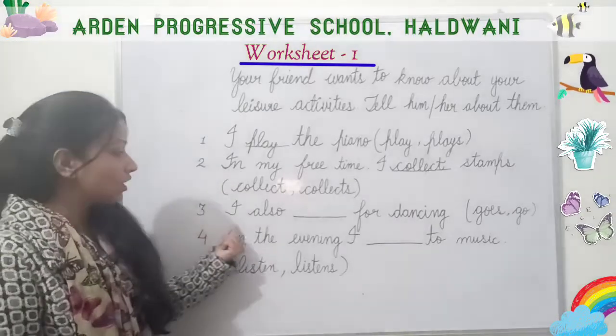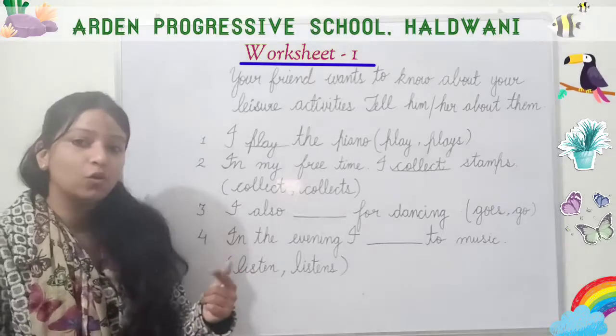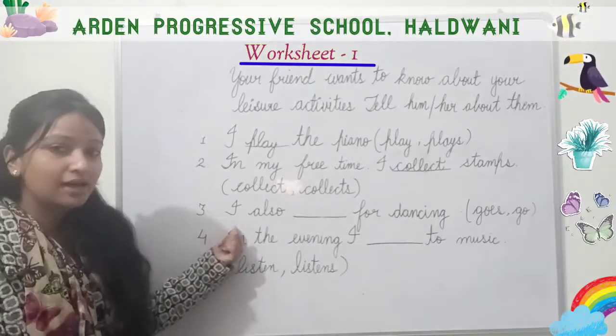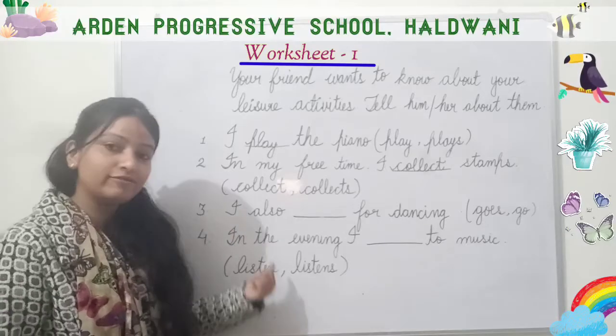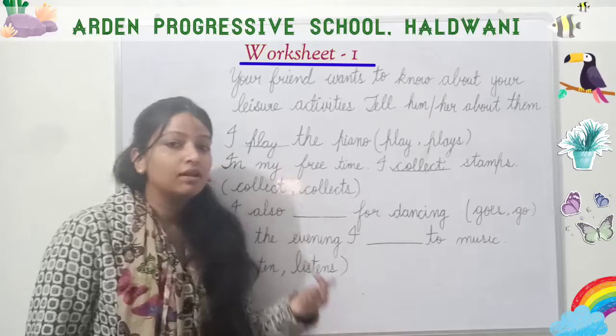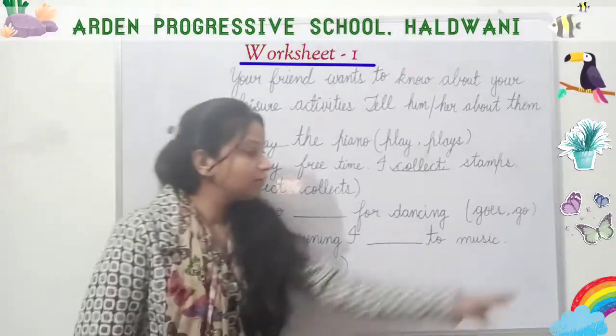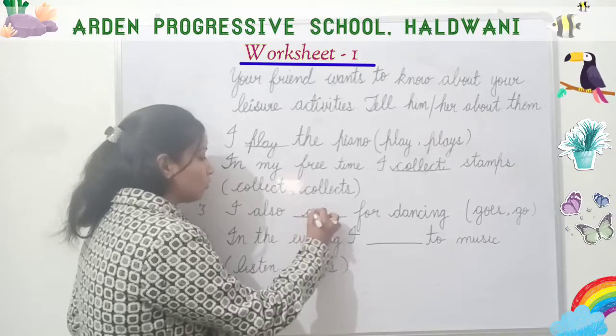Okay. So I also dash for dancing. I goes or I go. I is a singular subject. I does not follow the rule of subject verb agreement and uses plural verb. Which one is the plural verb? Without s or es. So go. I also go.